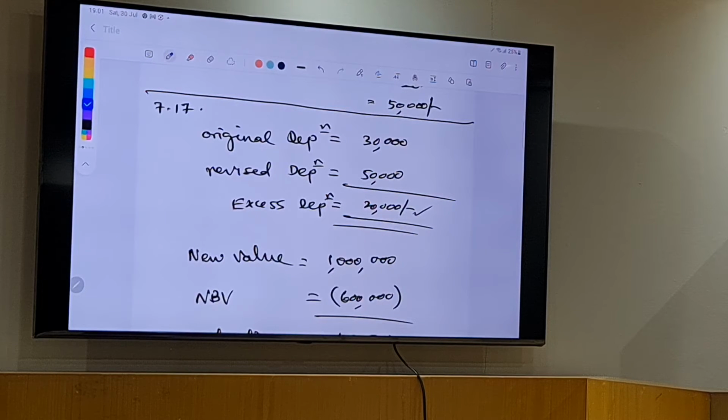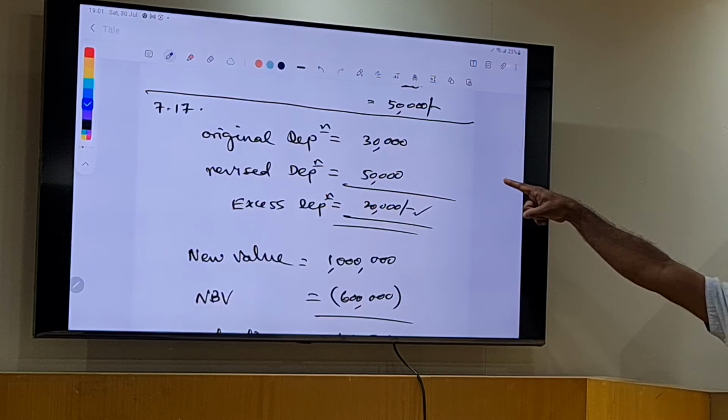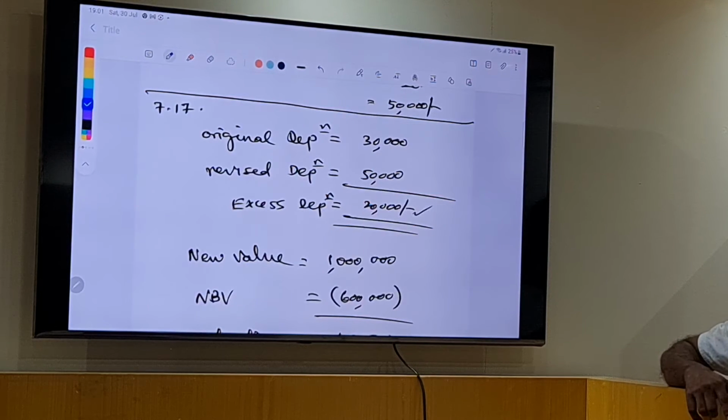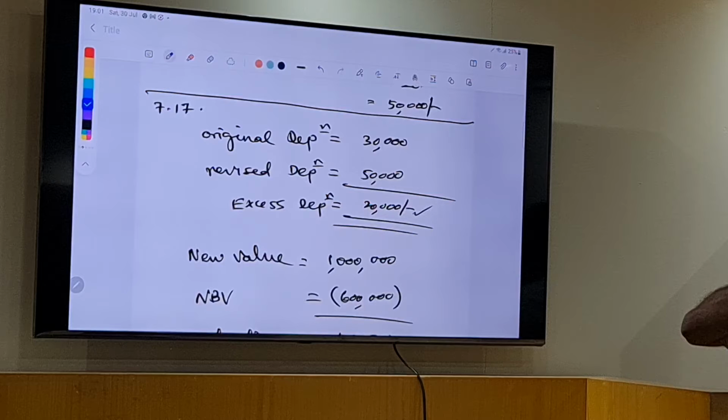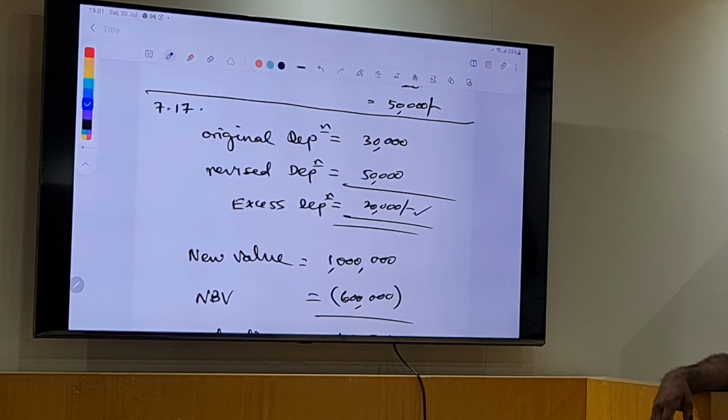Excess depreciation, meaning what? Meaning, Habibi, if you don't revalue the asset, every year your depreciation is how much? 30. But now since you have done the revaluation, your depreciation has increased to 50. So the difference, we call it excess depreciation. So what is the answer for this question?